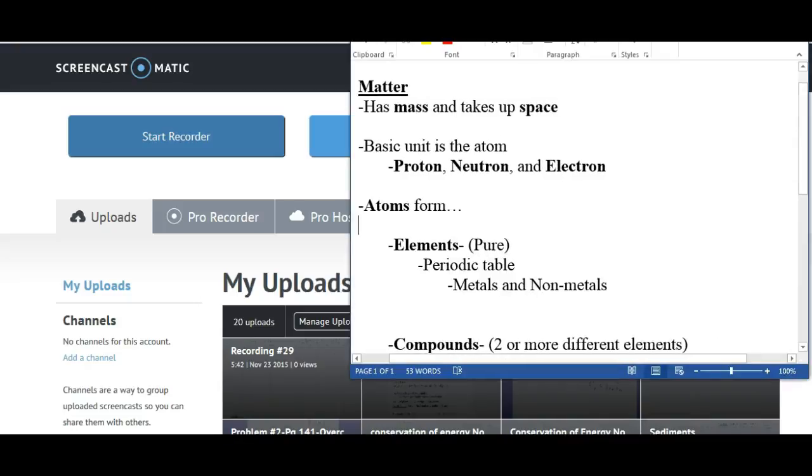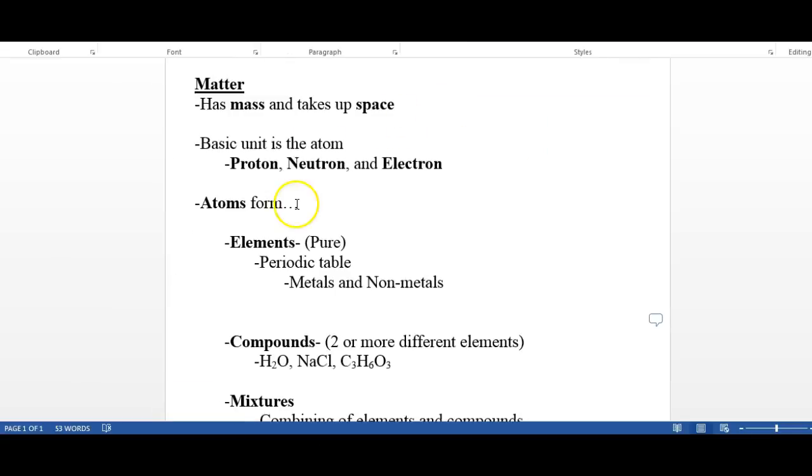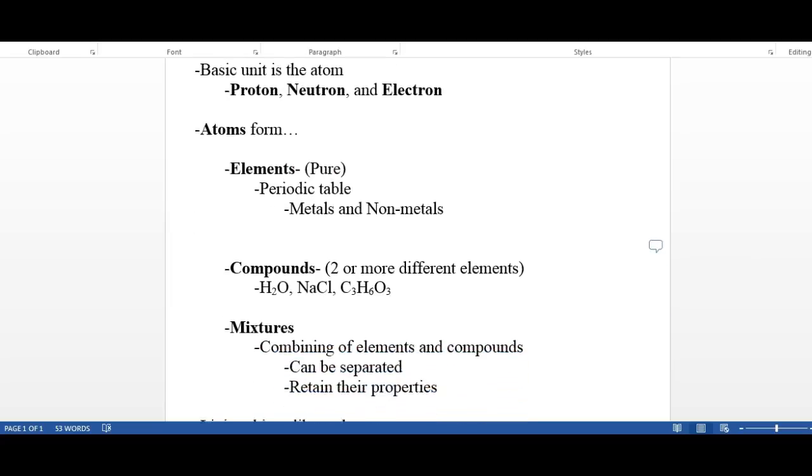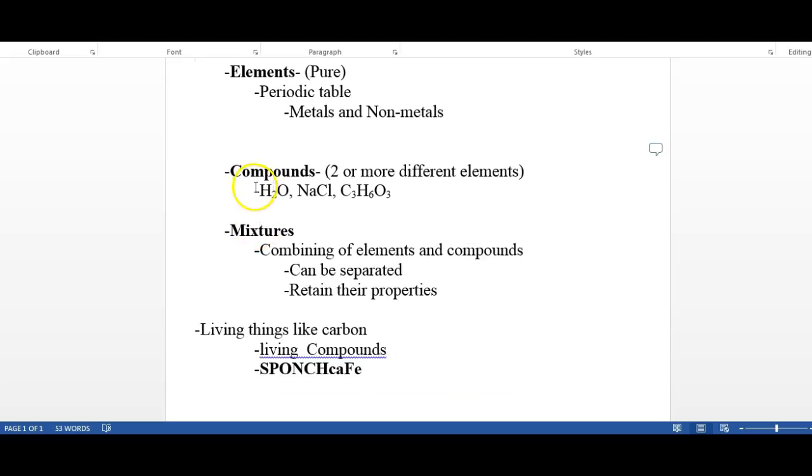If we take the same atoms and put them together and combine them to form something, they're pure because they're only made up of one atom. We call that an element. If we put different ones, two or more different, like H2O, NaCl, or this thing here, the sugar, then that's called a compound. And then if we take compounds and elements and put them together, we form mixtures, like dirt. Dirt is a good example of a mixture. Lots of different compounds and elements, and we could mix them, separate them out if we wanted to. And finally, living things are composed of main important elements, and the acronym for that is Sponge Cafe.